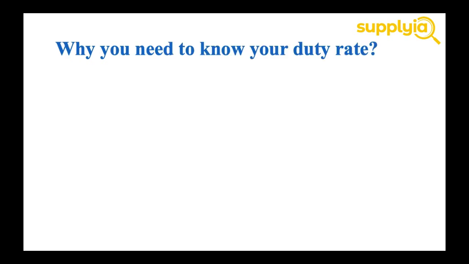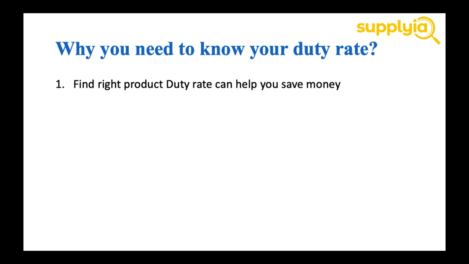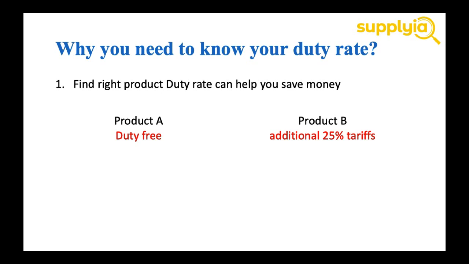First, let's start with why you need to know your duty rate. Here are 2 important reasons. The first reason is that finding the right product duty rate can help you save money. For example, product A and product B belong to the same category, but product A duty rate is free, and for product B, you have to pay an additional 25% tariffs. In this case, of course, you would like to start with product A to save some money as a starting point.